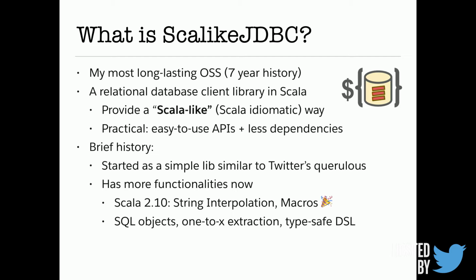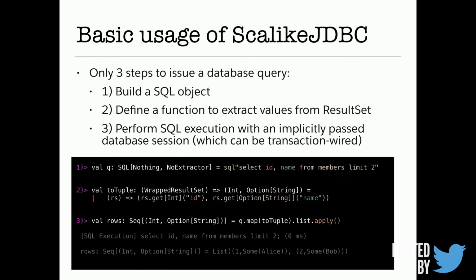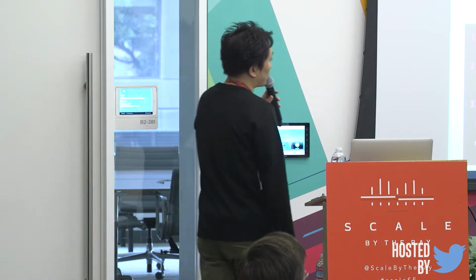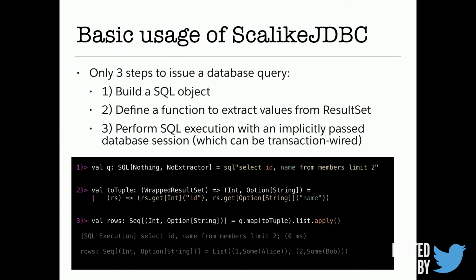And I have been working on this project for years, so ScalikeJDBC now has many functionalities, but the basic usage of it is still quite simple. You need to know only 3 steps to issue a database query. Firstly, you build a SQL object by using SQL string interpolation or type-safe DSL. So in this code example, the SQL object Q is built with SQL interpolation. That is a very safe way to build a SQL statement because it is free from SQL injection vulnerability.